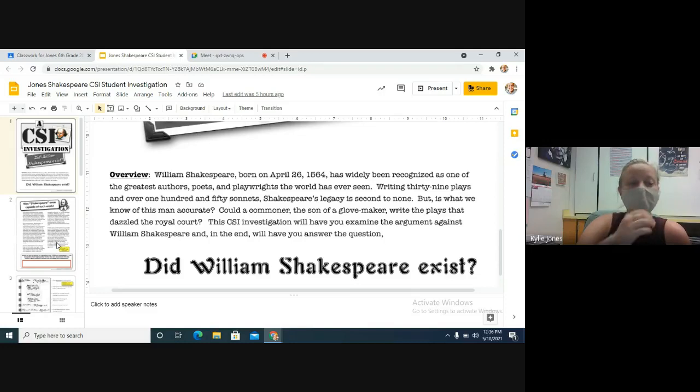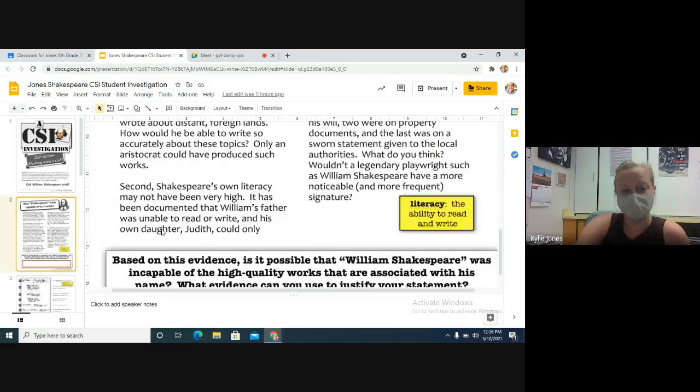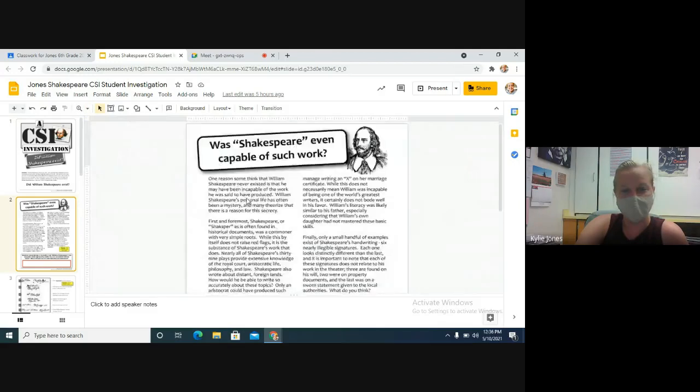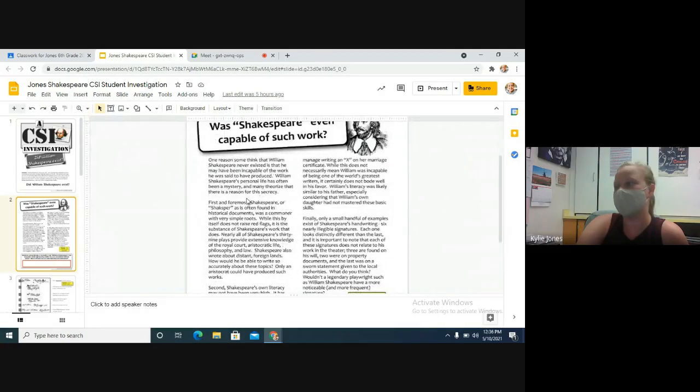Let's go to slide number 2 and start reading through this. Okay, I'm going to zoom out a little bit. It looks like we can go to 50 on this part. Is 50 too far out? Well, you guys do have it in front of you as well, so keep that in mind. I'm going to leave it at 50.